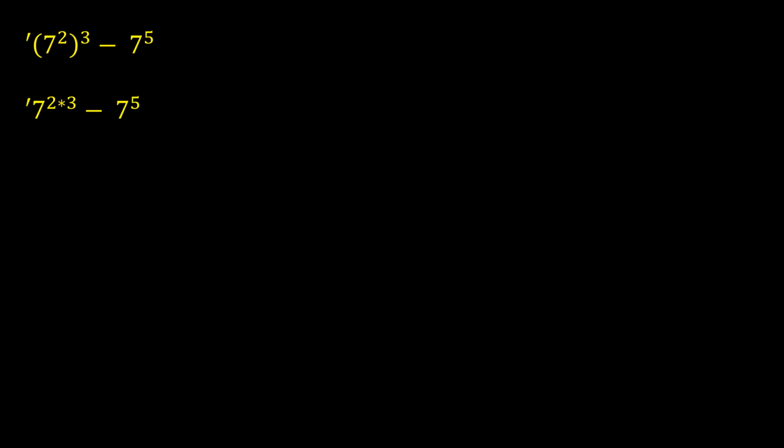Now, apply the power of a power rule. That means we multiply the exponents. We get 7 to the power of 2 times 3 minus 7 to the power of 5. Simplifying the exponents gives us 7 to the power of 6 minus 7 to the power of 5.